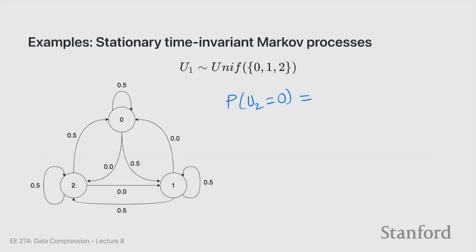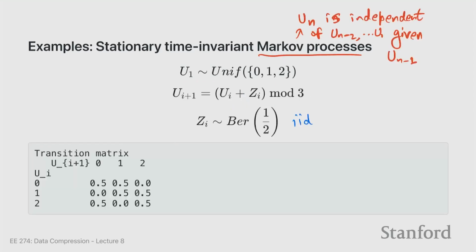So we start with U1, which is uniformly drawn from 0, 1, 2. Let's say you sample 0, so U1 is 0. Once you are at 0, these arrows show what the next symbol is. If you are at 0, you see an arrow with 0.5 probability going to 1, and an arrow with 0.5 probability staying at 0. So if U1 is 0, then U2 can either be 0 or 1 with half probability. So it's a one-step process.